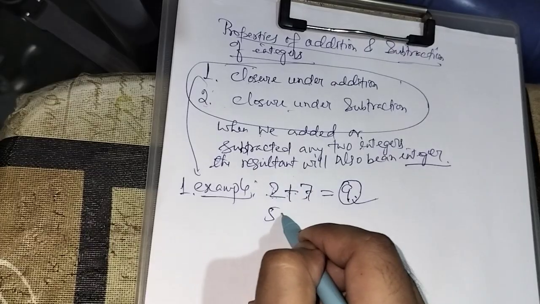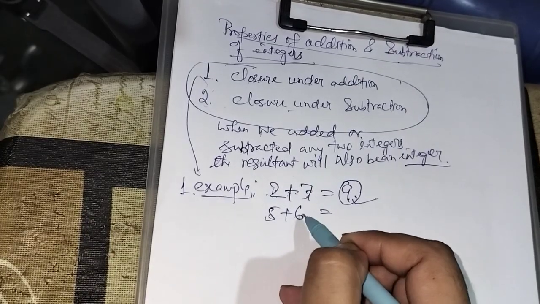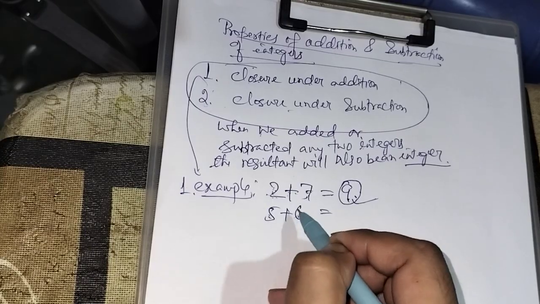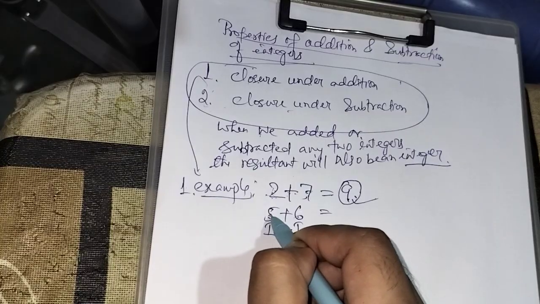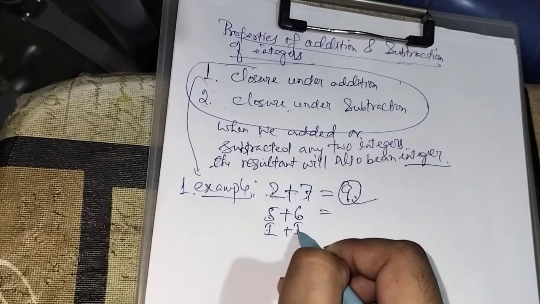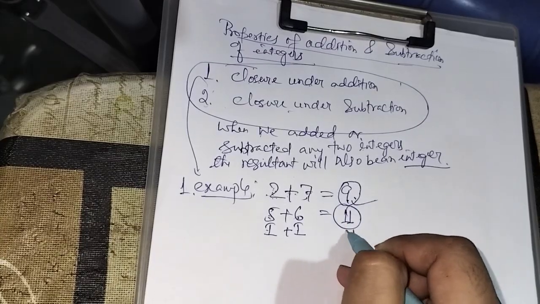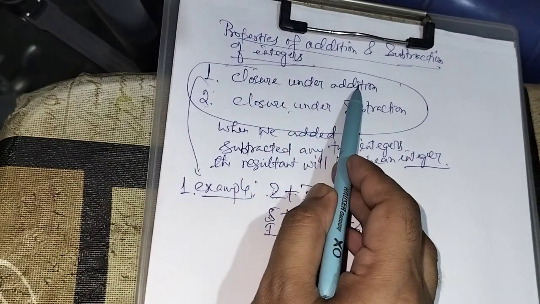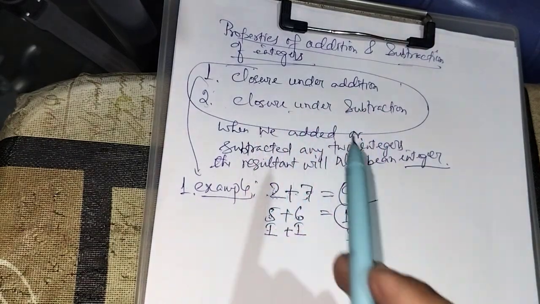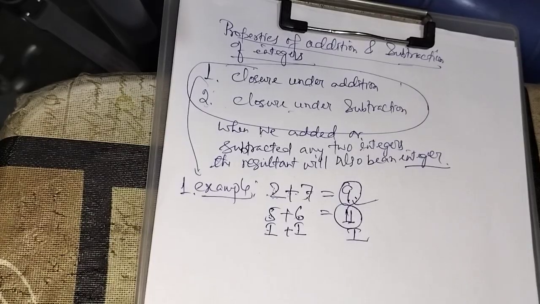Suppose 5 plus 6. 5 is an integer, 6 is also an integer. 5 plus 6 is 11. So this 11 is also an integer. Closure under addition says when we add any two integers, the resultant or result is also an integer.